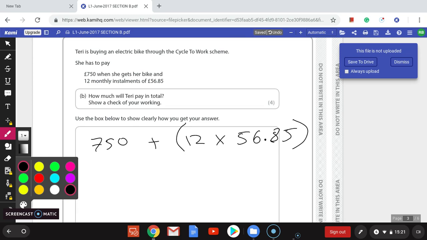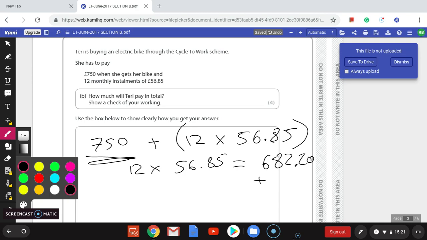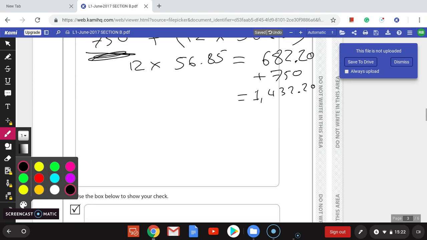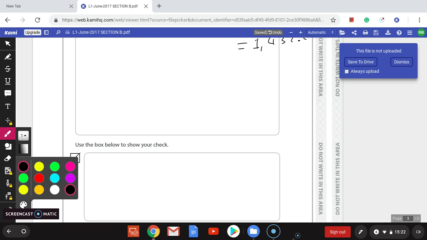Okay, so that means we do the 12 times by the £56.85 first, which gives us £682.20. You need to add the original amount here, which is £750. You end up with £1,432.20. I'm not a genius. I'm just copying out answers already written down, but you will be using a calculator. Please make sure you use a calculator.